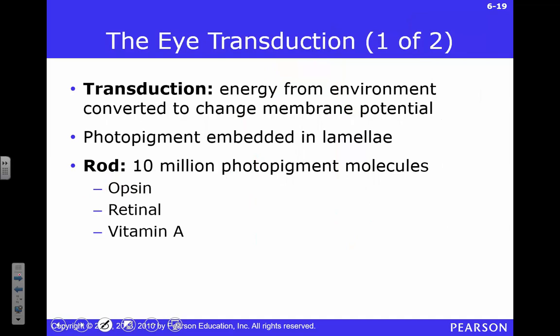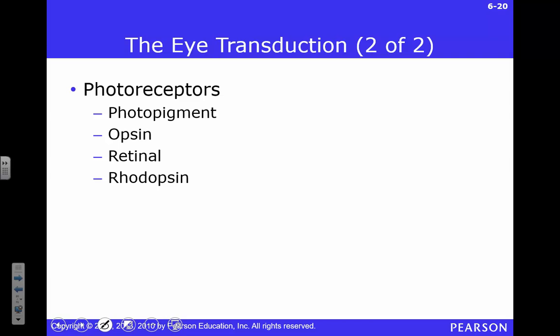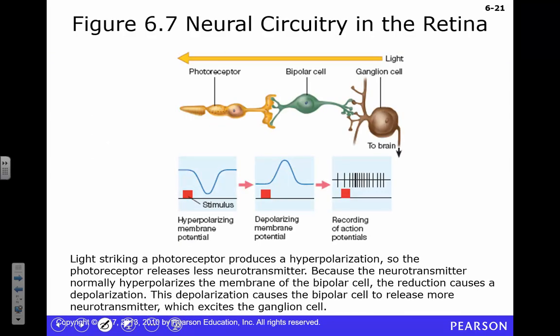All right, transduction. We already talked about transduction a little bit. We said the photopigments are out there in the outer segment. Don't worry too much about opsin and retinol and those sort of things. Those are just parts of the photopigment that you're not going to really need to know. What happens when light hits the photopigment is it changes shape, and that starts a bunch of events.